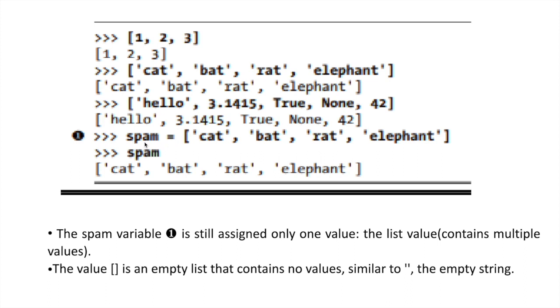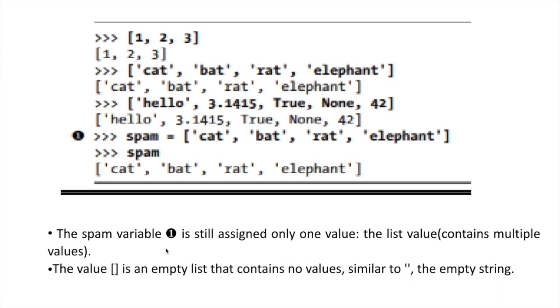But here in this case, you can see a list can be stored in a variable. Here this list is stored in a variable spam. See, the spam variable is still assigned only one value. What I'm trying to say is a list is considered as a single value, only one value, and that can be stored in a variable. Here the list is stored in the variable spam, right?